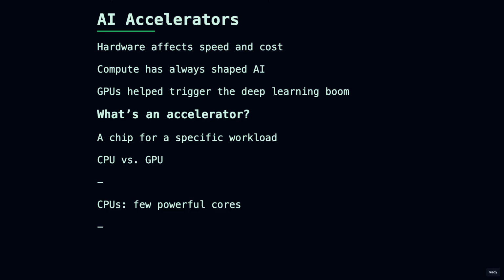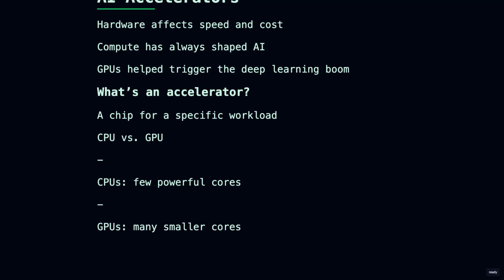Now compare that with the GPU side, where the design goal is not one fast core, but many cores working together. GPUs trade a few powerful cores for thousands of smaller ones. That structure fits matrix multiplication especially well, which is why it matches machine learning so closely.